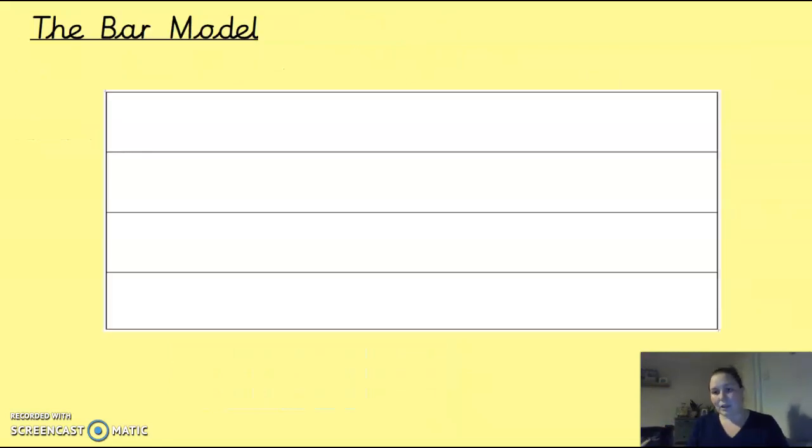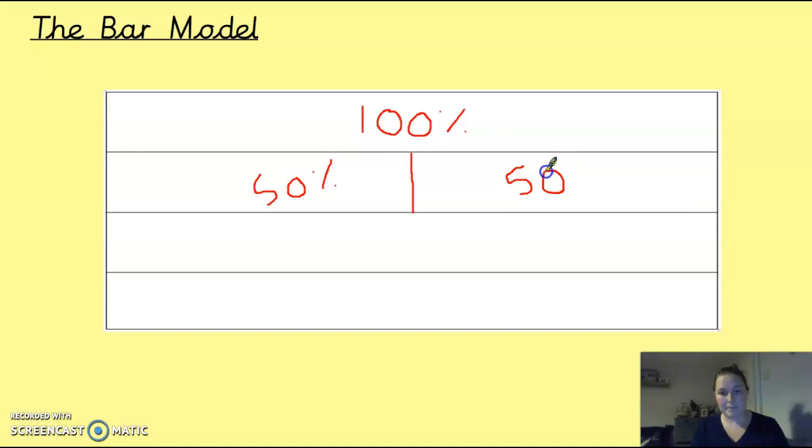So if I look at my bar model, I'm just going to explain it through here and then work out some using this, because it might help you to visualize it if you're not sure. So the top, the whole is 100%. Okay, I can split my bar to show 50%. So this side is 50% and this side is 50%.